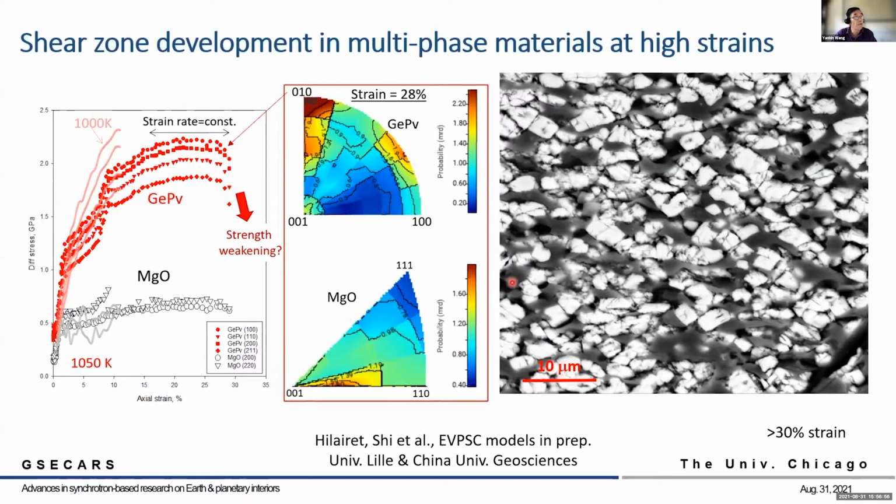Now, if we look at the microstructure after the experiments, we can see the development of shear bands, some indicated by these red dashed lines. These bands are dominated by MgO, which actually explains this weakening in the stress-strain curve at strains of about 25% or so. This is a good example of texture influence on multi-phase materials during deformation.